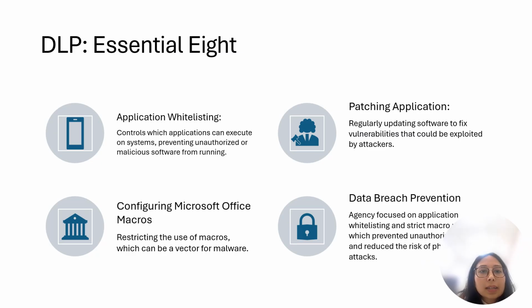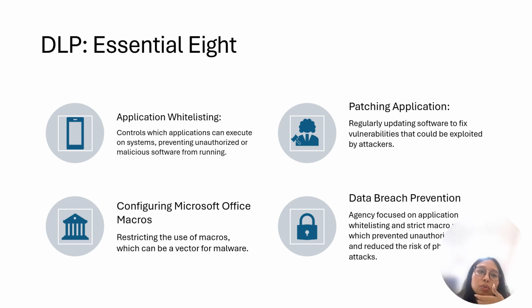Coming to the next slide, it has DLP and the Essential 8. It is a strategy that covers application whitelisting, patching applications, configuring Microsoft macros, and data breach prevention. Application whitelisting is one of the most effective strategies for data loss prevention. It ensures that only approved applications can run on a system, preventing unauthorized or malicious software from executing. This is crucial in preventing unauthorized programs from accessing or leaking sensitive data.